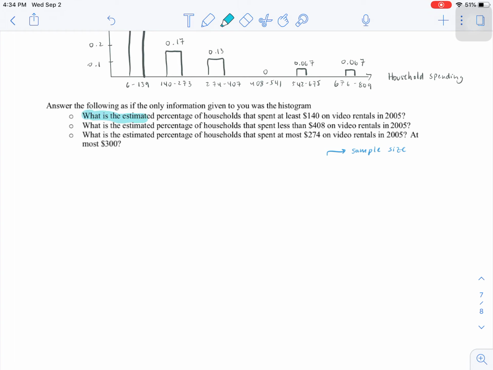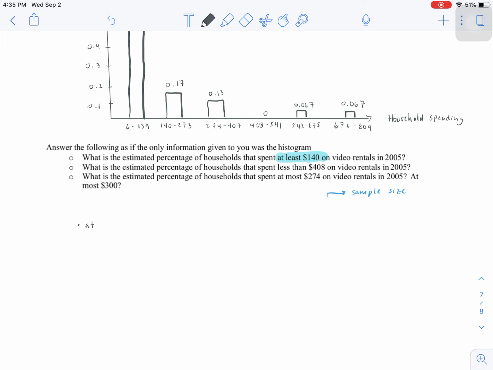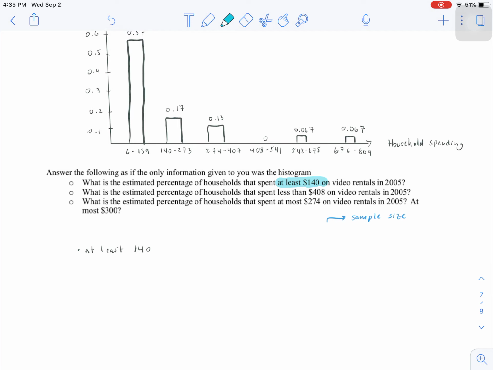So our first question asks, acting as if the only information we have was the histogram, in other words, assuming that we don't have the original data set anymore, what's the estimated percentage of households that spent at least $140 on video rentals? At least 140 is asking for who spent $140 or more. So that's these bars.